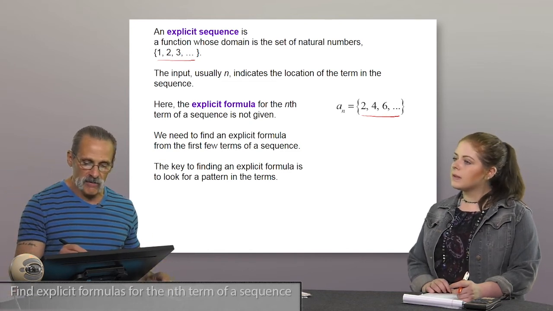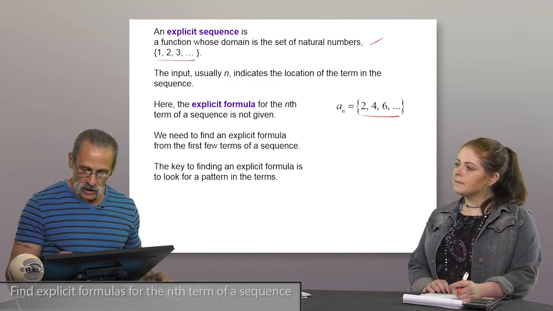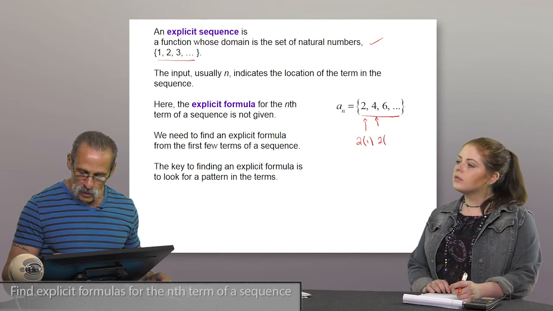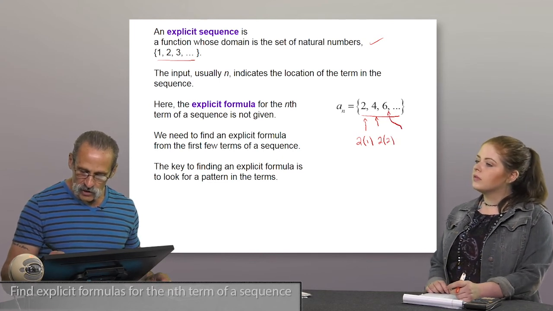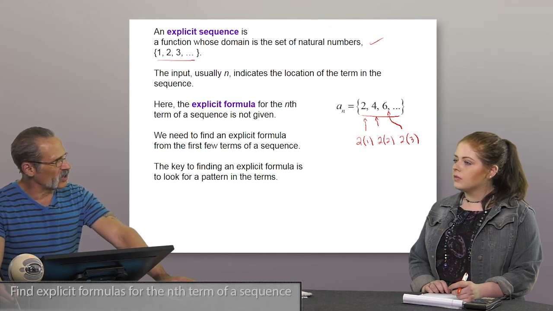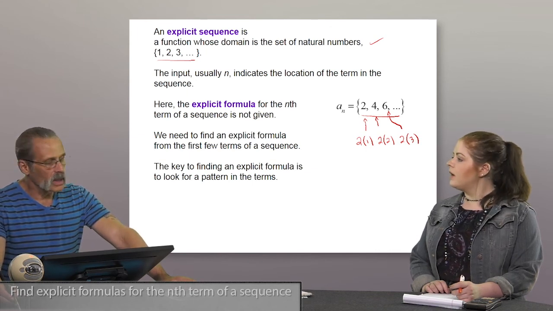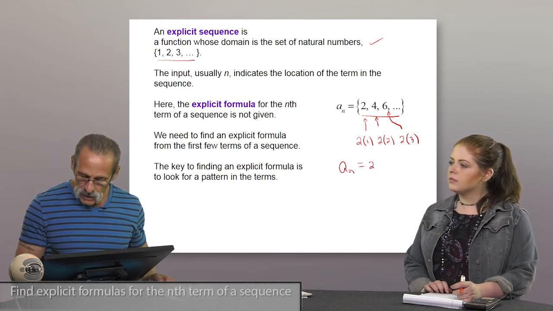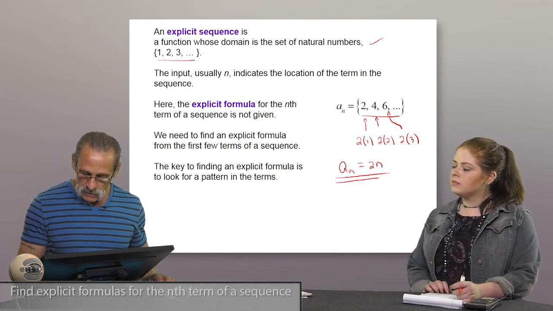And because we do have a function here, if we took a look at 2, 4, 6, we have to imagine what we would have to do to generate a 2, 4, 6 if we put the inputs 1, 2, 3 into some function. Well, in this case, it's pretty easy. You're just doubling those numbers. So that means my explicit formula, A sub n, is equal to 2 times n.